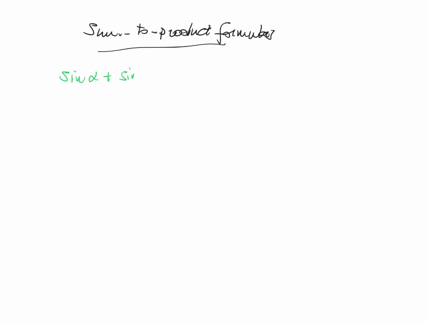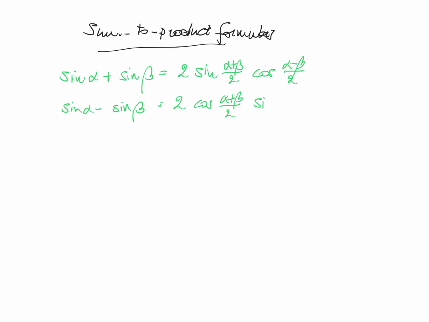The last set of formulas was sum to product, as we already said. You have a sum, so sine alpha plus sine beta, and you want to express those as a product of trigonometric functions. So sine alpha plus sine beta equals 2 times sine alpha plus beta over 2 times the cosine of alpha minus beta over 2. We also have sine alpha minus sine beta. This is 2 times cosine alpha plus beta over 2 times sine alpha minus beta over 2.